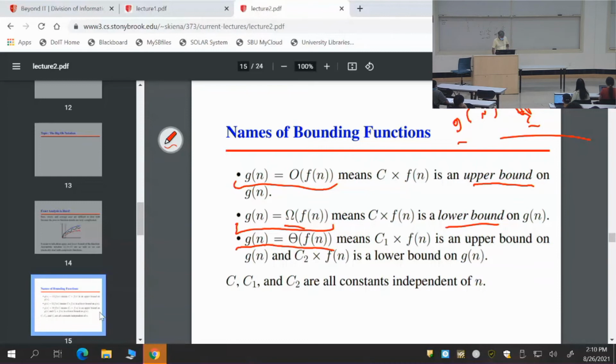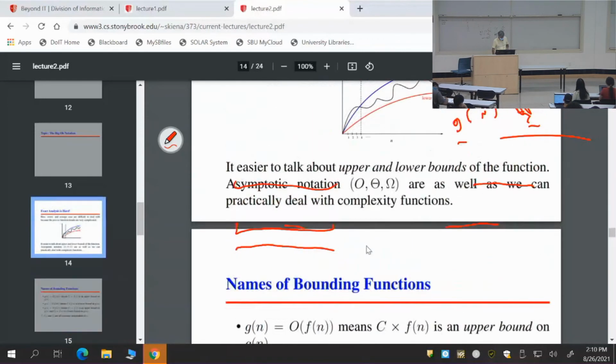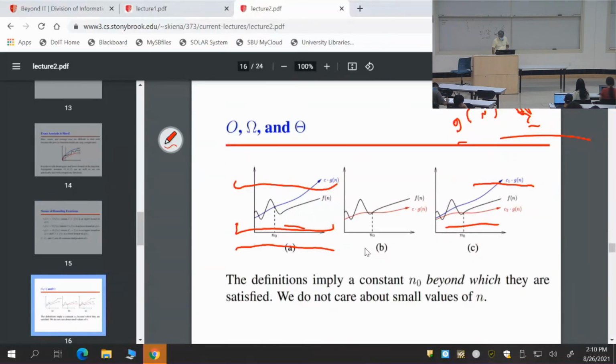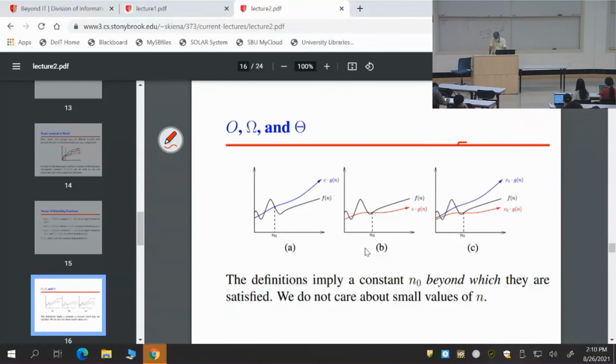Okay, let's keep going on this. Sorry, let me try to erase this. So when I think about what the big O means and the big theta and all these kinds of things, I always draw pictures, because you should look at the definitions and look at the pictures.